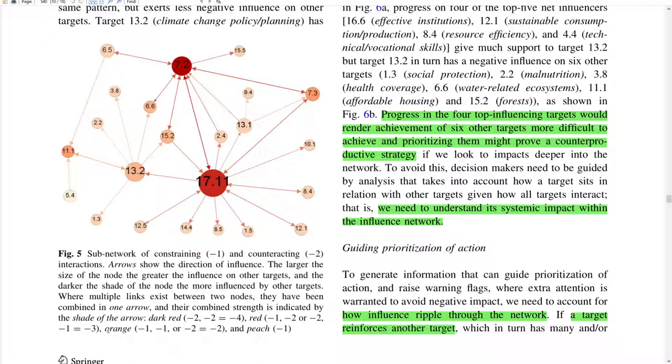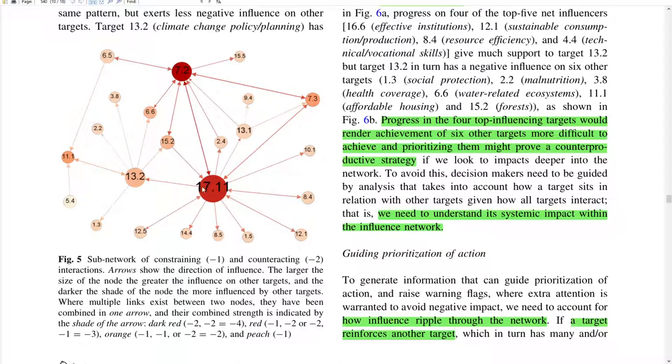And they coded it with an orange color. If they have minus 1, minus 1, or minus 2, 0, then it's minus 2. I think it's also orange. Sorry, this is the orange. This is red. And this is dark red. For interactions that have a minus 1 total, meaning minus 1, 0, or 0, minus 1, then they've used a peach color.